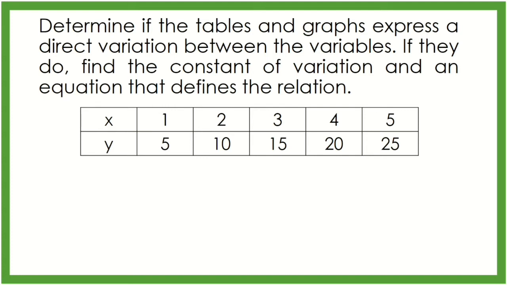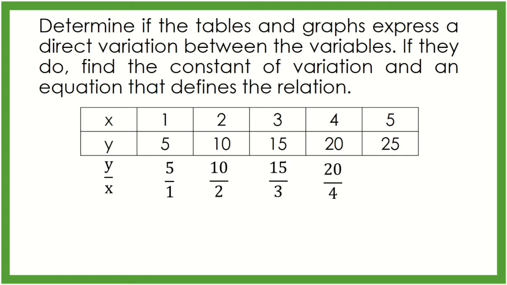Is this a direct variation? Paano natin malalaman na ang isang table ay direct variation? Una, kunin natin ang ratio ng y and x. For the first given, x is 1 and y is 5, the ratio y over x is 5 over 1. The next given is x is 2 and y is 10, the ratio of y and x is 10 over 2. And the next given is 15 over 3.